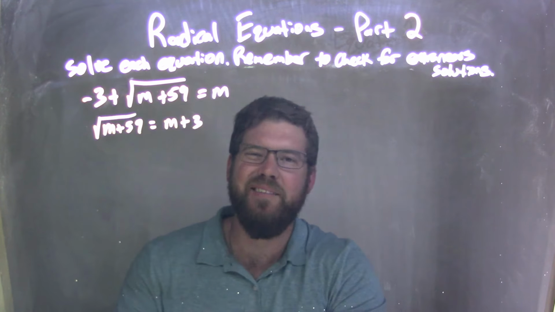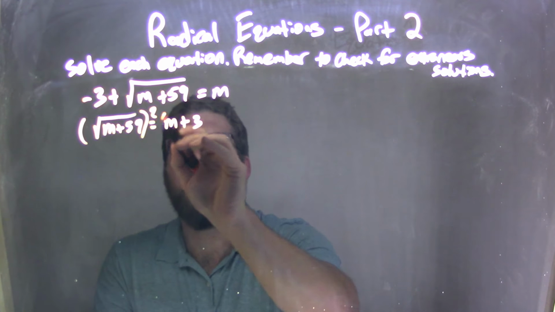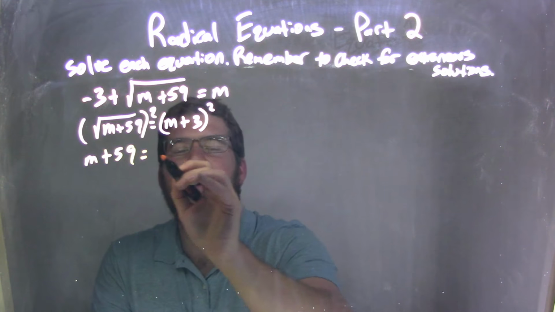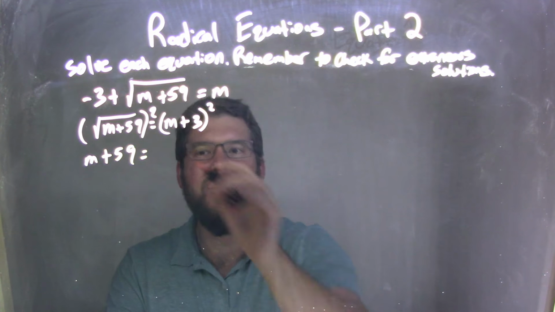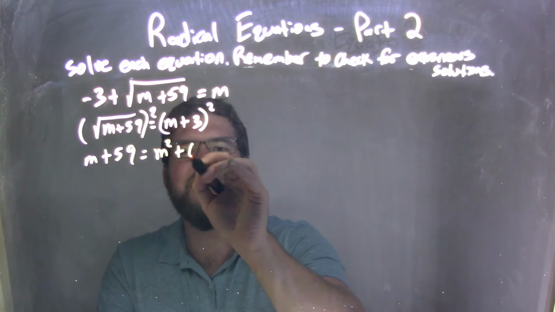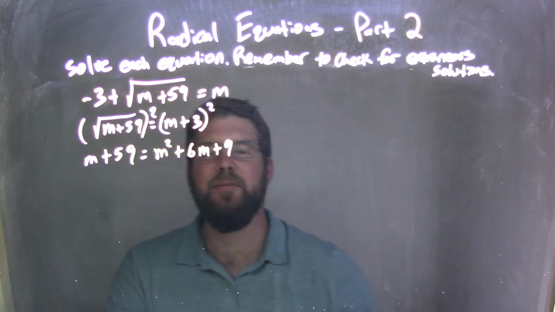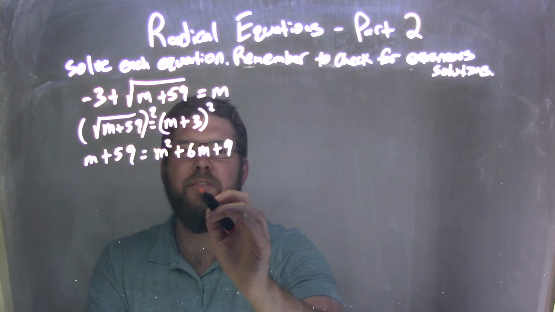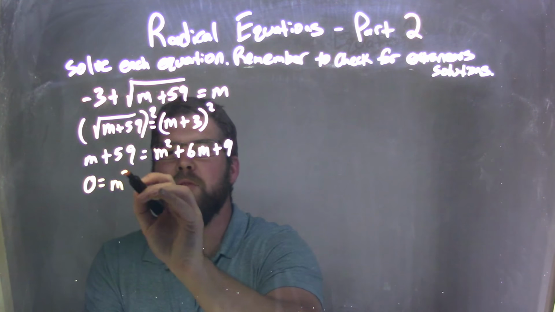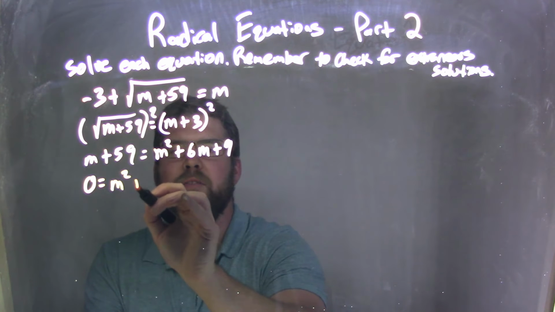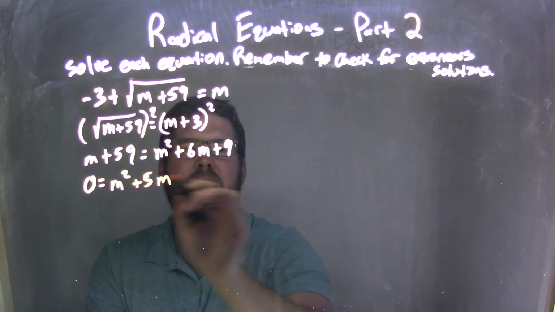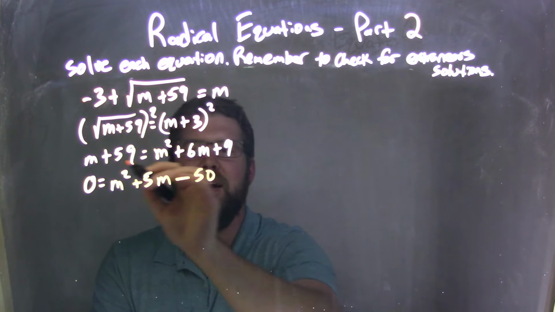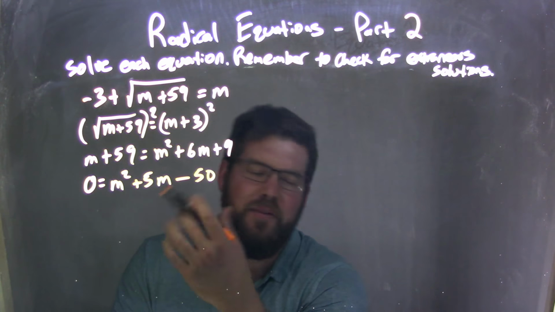Now that the square root's isolated, I'm going to square both sides. What that does is eliminate the square root, leaving me with m plus 59 on the left, and then m plus 3 times m plus 3 comes out to be m squared plus 6m plus 9. Okay? Now we're going to subtract both sides by m and subtract both sides by 59. That leaves me with m squared. 6m minus 1m is plus a 5m, and I subtracted 59 from both sides, and we get a minus 50 here, right? 9 minus 59 would be negative 50, right?